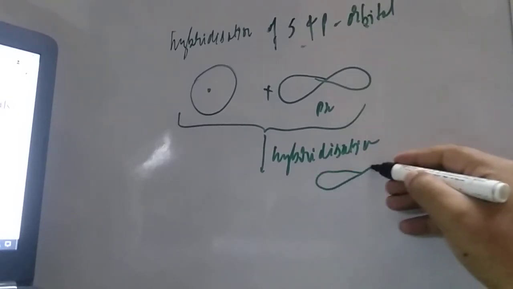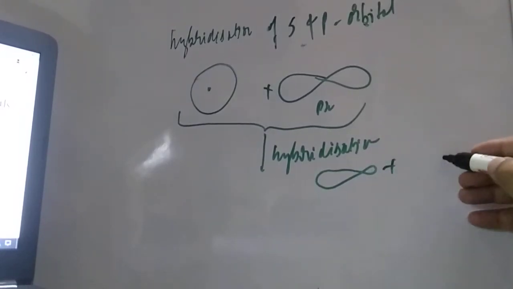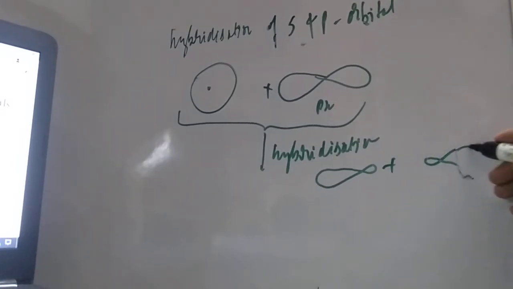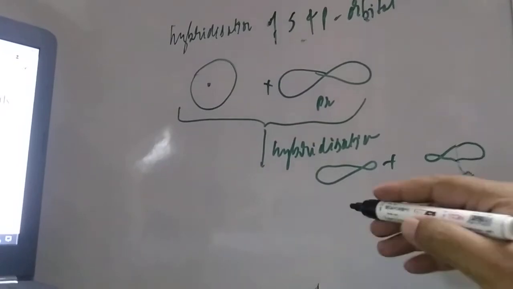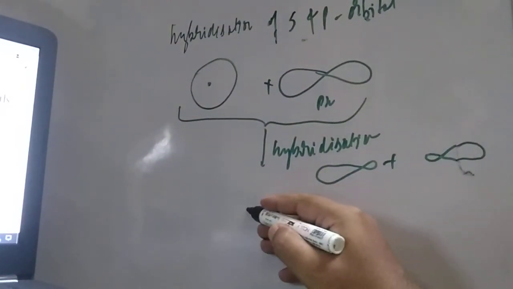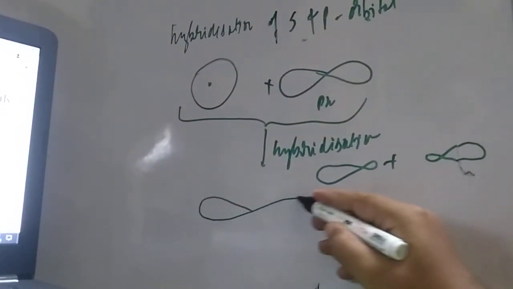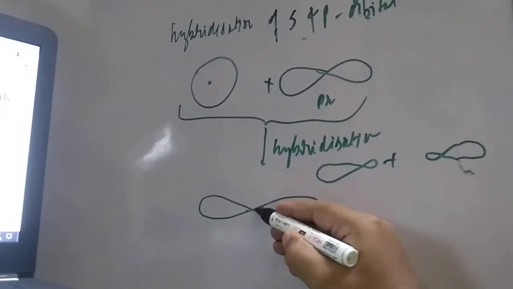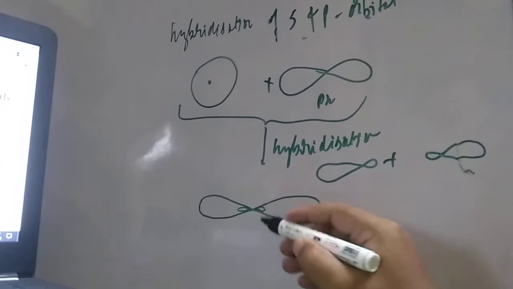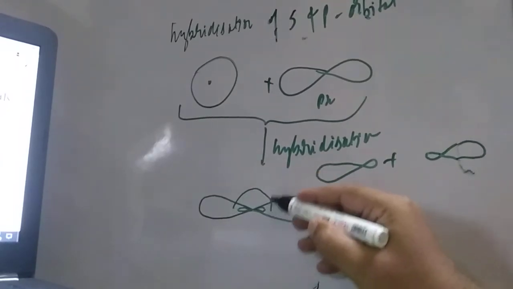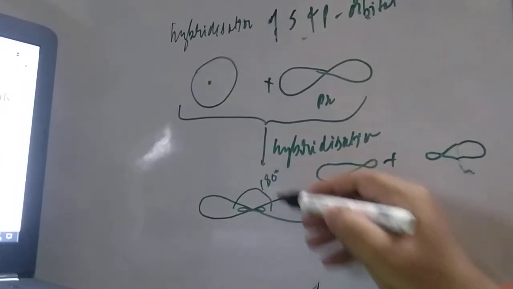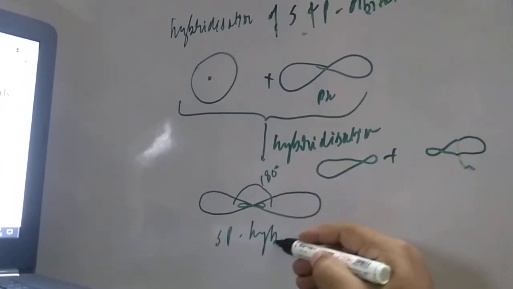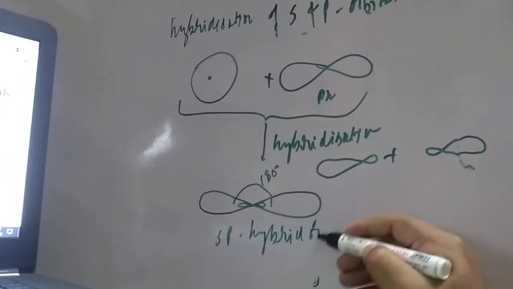Suppose one orbital is like this, and plus one more orbital is like this. How will they combine, student? If you are talking about these two orbitals, how will they combine? They will combine in a linear manner. The small loops will be there for the hybrid orbital. So what will the bond angle be, student? It is linear, that is 180 degrees. So this is the sp hybrid orbital.